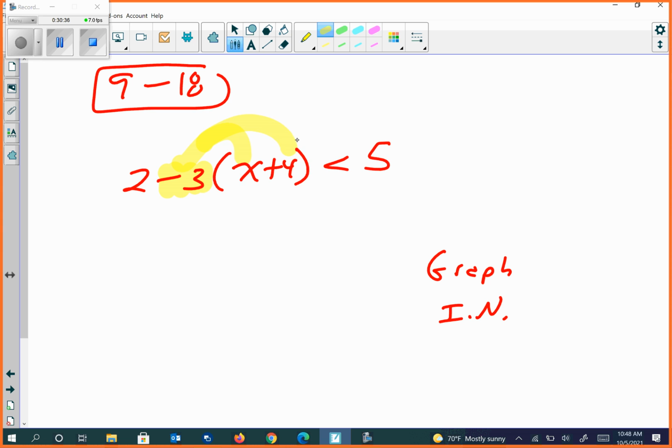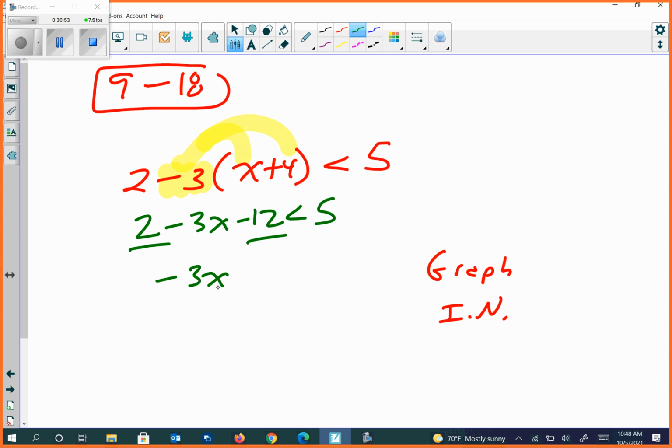You add 3? Nope. You multiply by? Good. You multiply negative 3 times x is negative 3x. Negative 3 times 4 is negative 12. Make sure you distribute the negative over the parentheses. Here are some like terms.